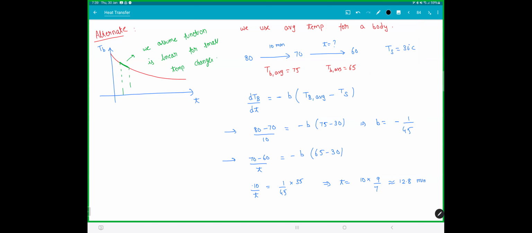But this method also has some limitations when you're using approximations. First thing, this does not work if the temperature difference is large. The ln method still works. This method fails if the temperature difference is large. Second thing, it fails if the temperature of the body is close to the surrounding. Because think about it, as the body temperature goes closer and closer to the surrounding, it takes infinite time, isn't it? If the body temperature gets close to 30 degrees, this will fail horribly.